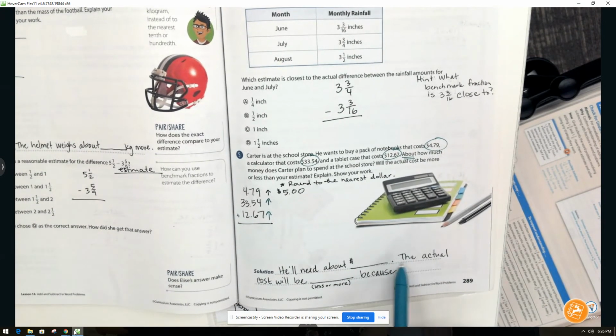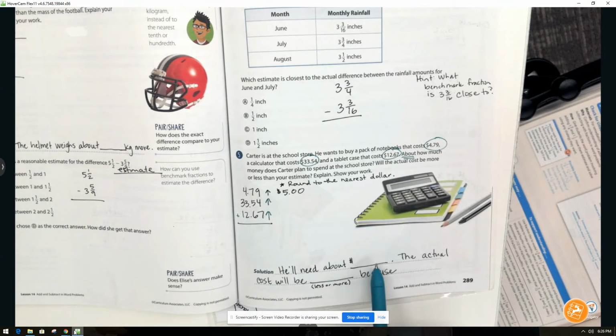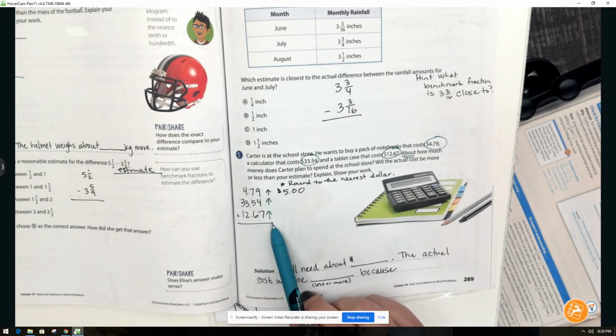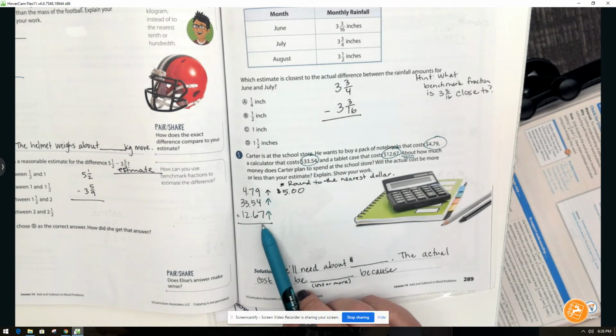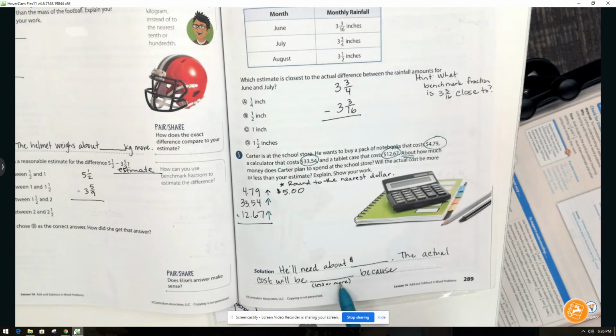Then tell me, will the actual cost be more or less than your estimate? The big thing to remember is that we're rounding all of these up to a higher amount. So that means that our actual amount is going to be what? Is it going to be less or more? You're going to write the word in here and then tell me why.